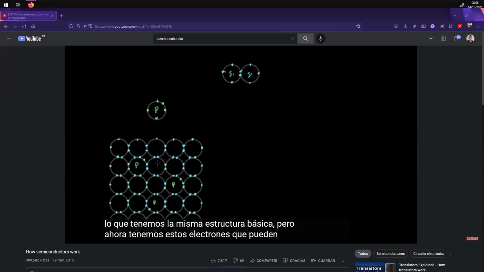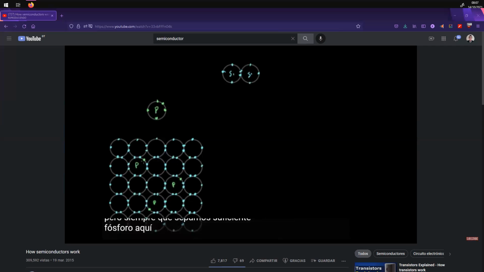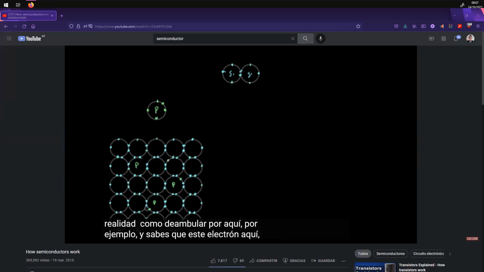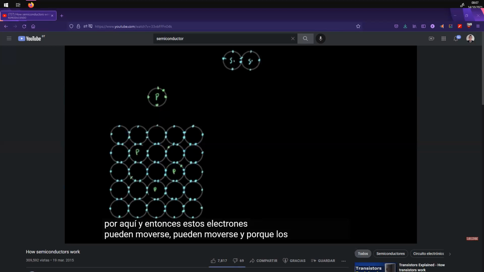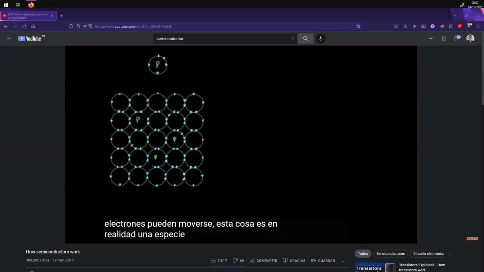And so we've got the same basic structure, but now we have these electrons that can actually start to wander around a little bit. They're not going to go too far from a phosphorus, but as long as we've got enough phosphorus in here, these electrons might wander around. So this electron here might kind of wander over here, for example, and this electron here might wander over here. And so these electrons can move around, and because the electrons can move around, this thing is actually kind of a conductor.